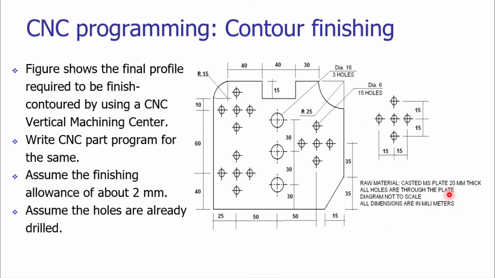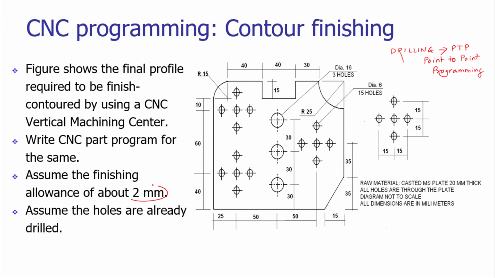On your screen you can see a casted plate. It is made up of mild steel. The thickness is 20 mm. It may have a variety of features; for example, we can drill a number of holes of various sizes by using the PTP programming which we have seen in our previous slides. So for drilling we are using PTP, that is point to point programming. However, now we will be studying how to get the required contour by using the CNC finishing operation.